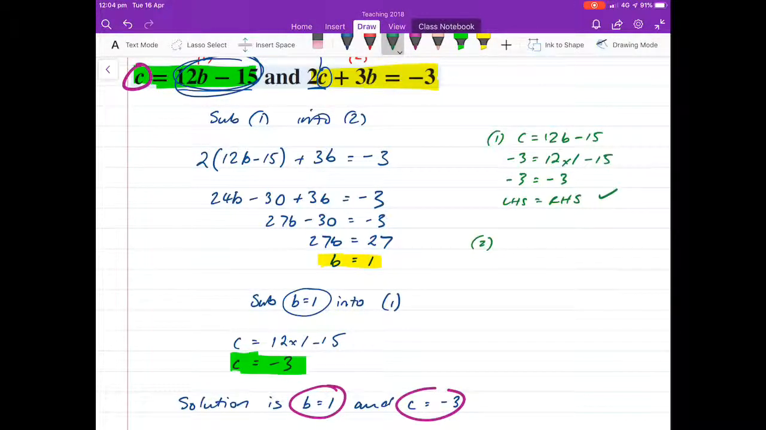With equation 2, it says 2 lots of C. Now C is negative 3 plus 3 lots of B, which is 1, should give us negative 3. 2 lots of negative 3 is negative 6 plus 3. Negative 6 plus 3 is negative 3. And just like that, we've checked our work by substituting back in to find that for both of those equations, the left-hand side equals the right-hand side.